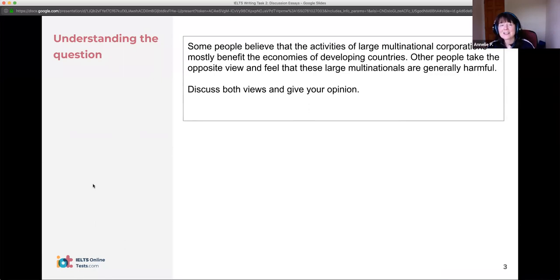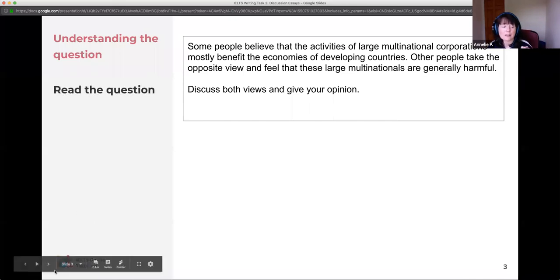So you're going to have two opposing statements on one topic. What's very important with a discussion essay is that you must talk about both sides. You must give a balanced view, and then in the conclusion, you give your own opinion. Keep your own opinion to the conclusion, not in the body. So you read the question, you decide this is a discussion question, and then you're going to look at the topic. What is the general topic here for this question?